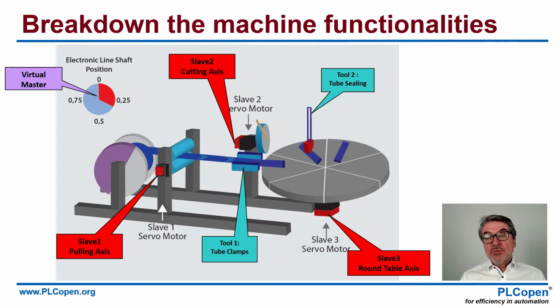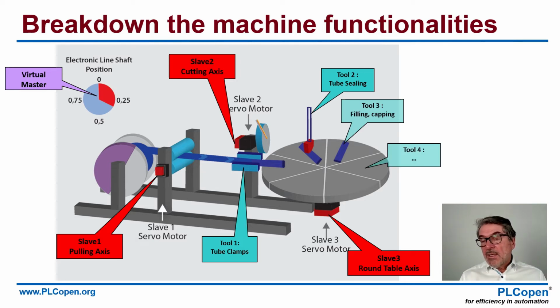And we have one of the tools at the workstation. In this case we can use one for sealing, one for filling and capping, and we can use any other tool there. This is the workstation on the rotating table. This is how it looks.